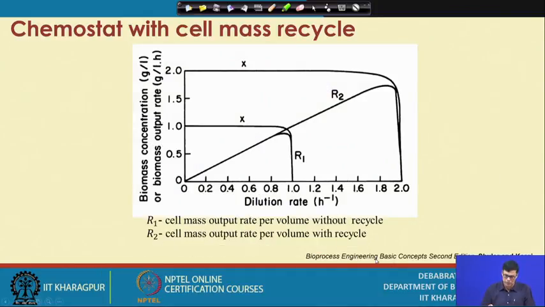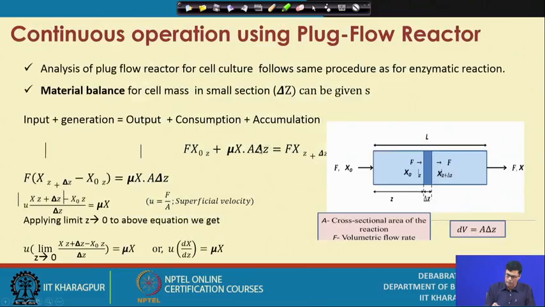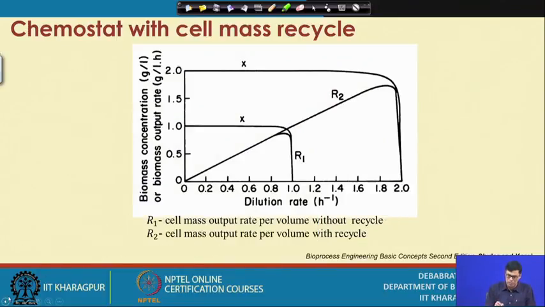Now, if you plot this dilution rate with the biomass concentration and the rate of biomass formation, both, then you will find that this is x, and these are the two situations we have, R1 and R2. What is R1? R1 is the cell mass output per volume without recycling, and R2 is with recycling.